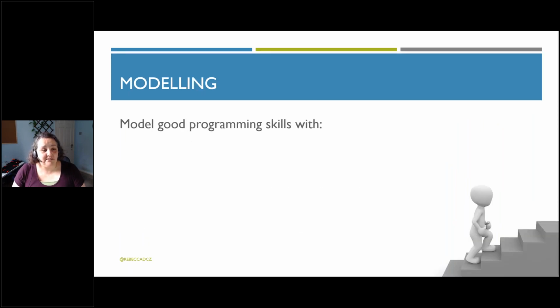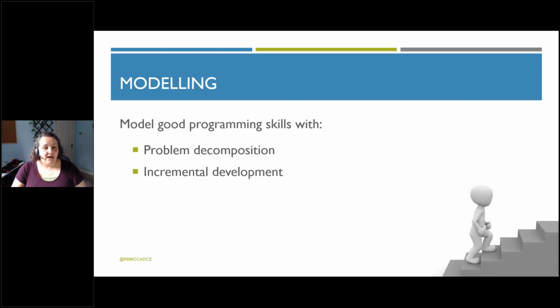I think it's really, really important that you model. I think you need to really show pupils. You can talk as much as you like, but it's not until you show that they start to really sort of feel that they need to know what they're doing. So you need to show them how to decompose. You need to take a problem and physically break it down on the board for them so they can start to understand how to do that.